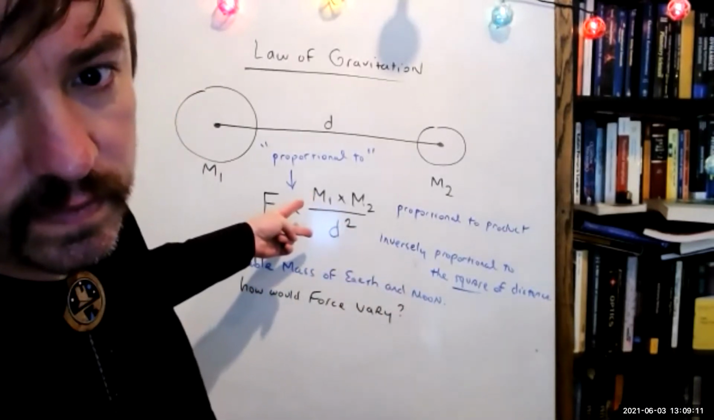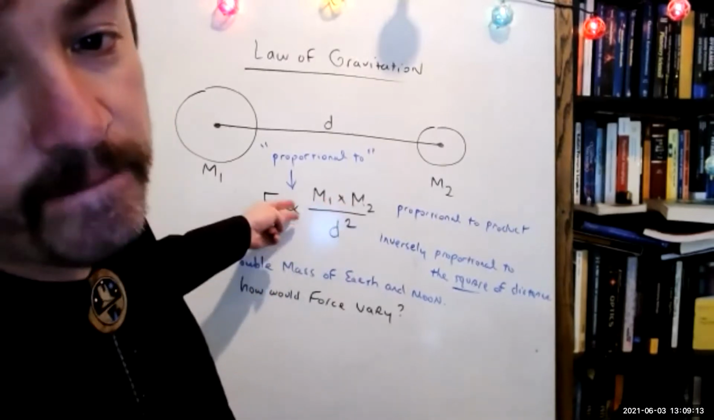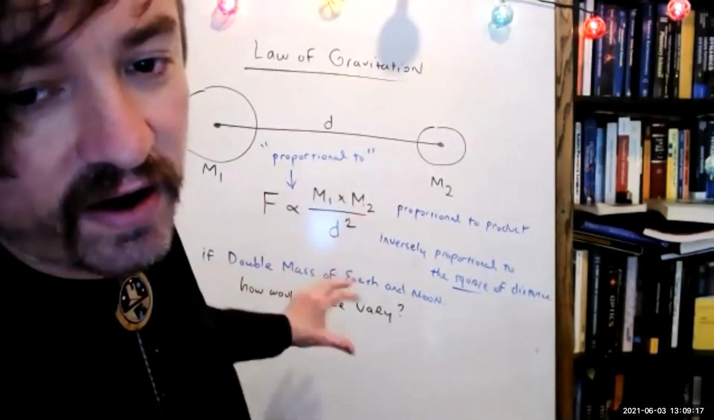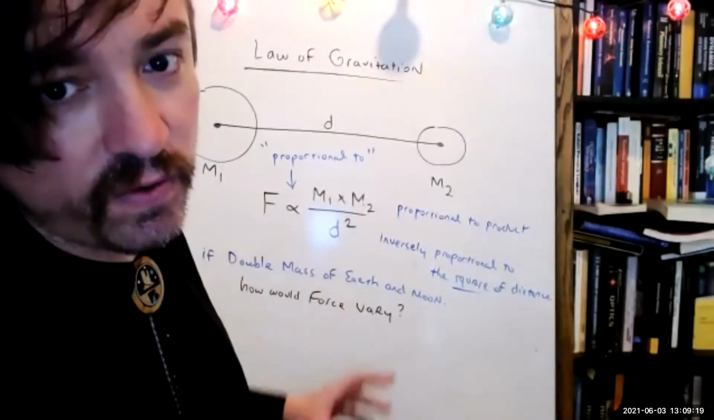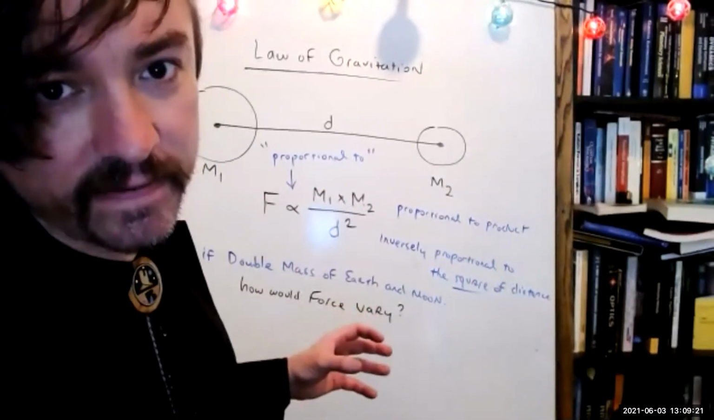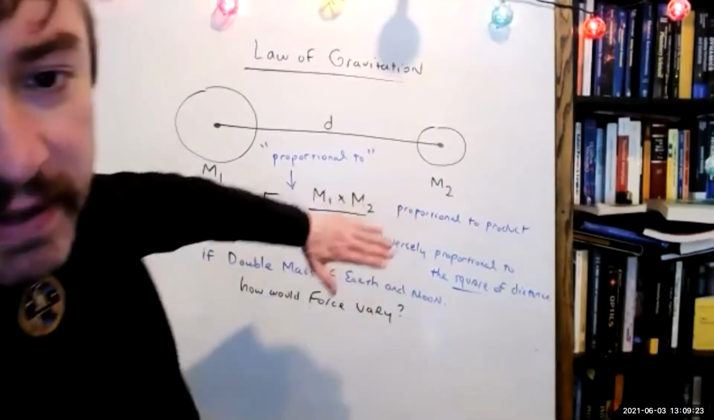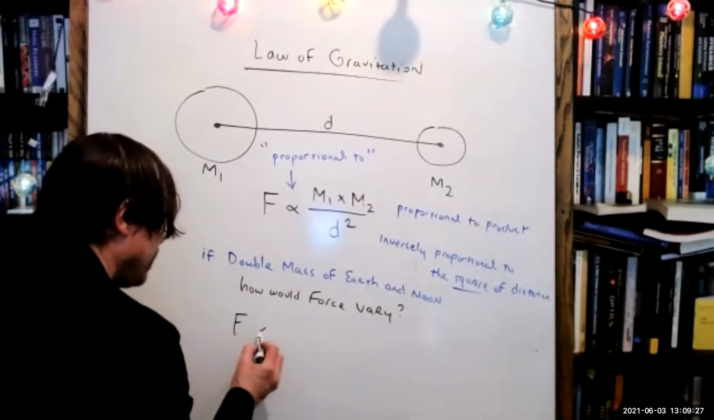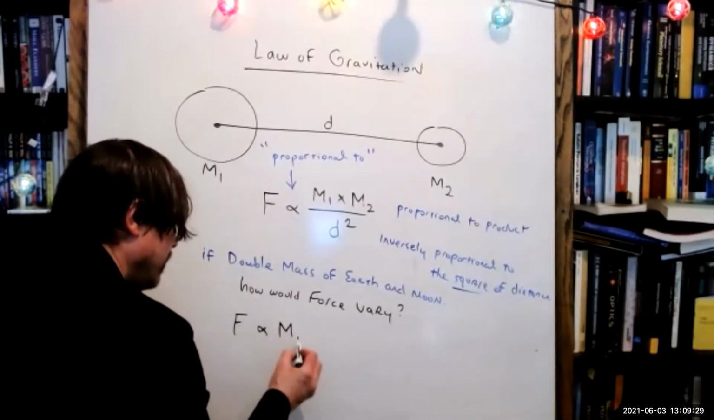What you're supposed to do with the proportionality symbol is you start by ignoring things that are not varying. So what quantities are not varying? Distance is not going to change. So let's forget about the distance and let's rewrite the expression: the force is proportional to the product of the masses.